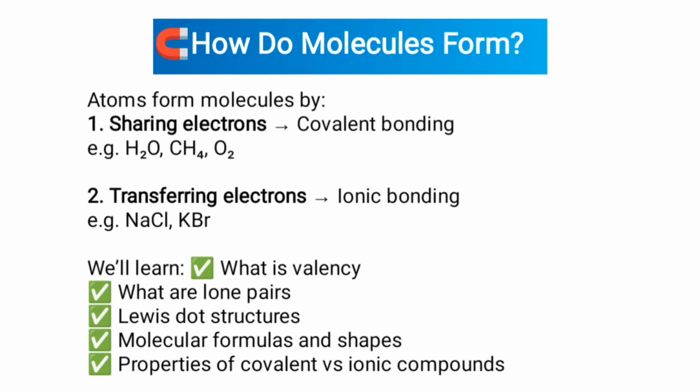Now, how do molecules form? Atoms form molecules by sharing electrons, which is called covalent bonding. For example, H2O, CH4, O2. These are formed by sharing electrons through covalent bonding. And second, by transferring electrons, which is ionic bonding. For example, NaCl, KBr. My dear student, we will also learn what is valency, what are lone pairs, Lewis dot structure, molecular formulas, and shapes, and properties of covalent versus ionic compounds.